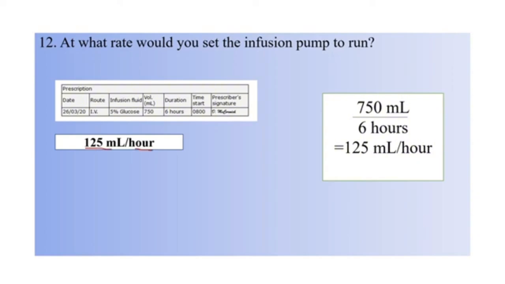So you can see the total volume in the bag is 750 ml and the duration is 6 hours. You have to divide volume by duration, and if you calculate this, you will get the correct answer, which is 125 ml per hour. You have to set the infusion pump to 125 ml per hour.